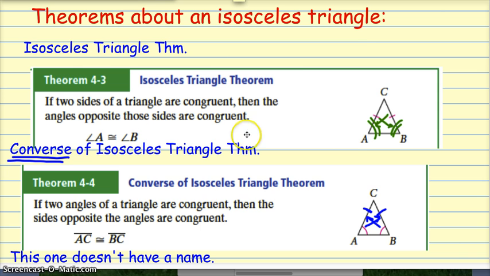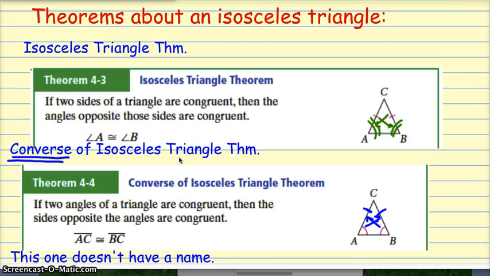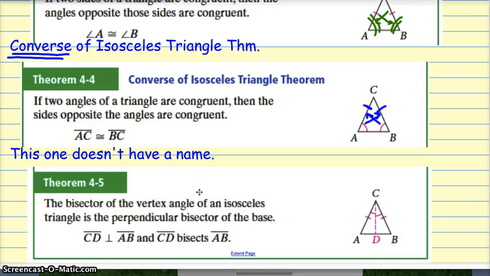And the last one doesn't really have a name, but it is important. The textbook that I had a couple years ago called it Theorem 4.5. Don't really worry about it as that. It doesn't necessarily have a name, but it says the bisector of the vertex angle of an isosceles triangle is the perpendicular bisector of the base.